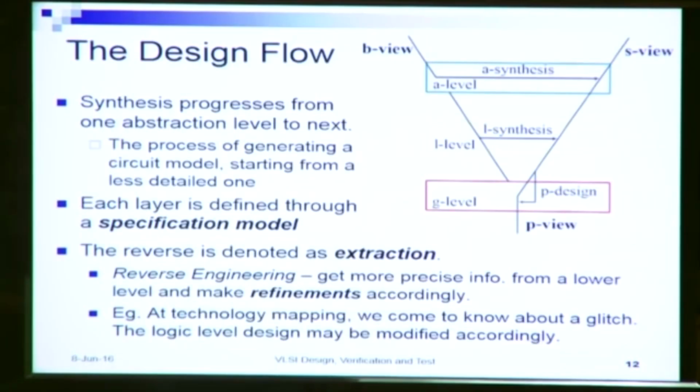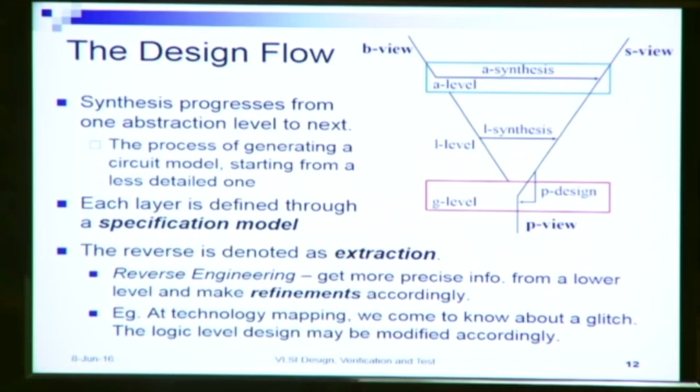So now if we look at the entire design flow, we looked at the important levels of abstraction as well as the possible views at each level. Now, how does the design flow? The design flows through a set of synthesis processes. So, what is synthesis? It takes a design from one level of abstraction to the next. The process of generating a circuit model from a less detailed one is called synthesis.